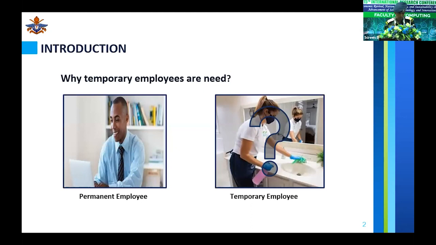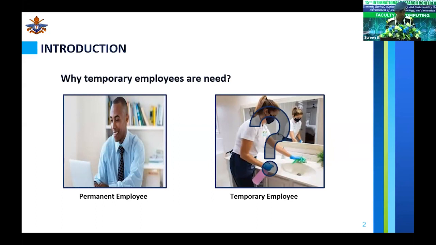And also the companies have two specific kinds of tasks: permanent tasks and extra tasks. Extra tasks means unnecessary changes that occur in the company. Permanent employees cannot be involved in these extra tasks because they have specific assigned tasks. According to that, the companies hire temporary employees.